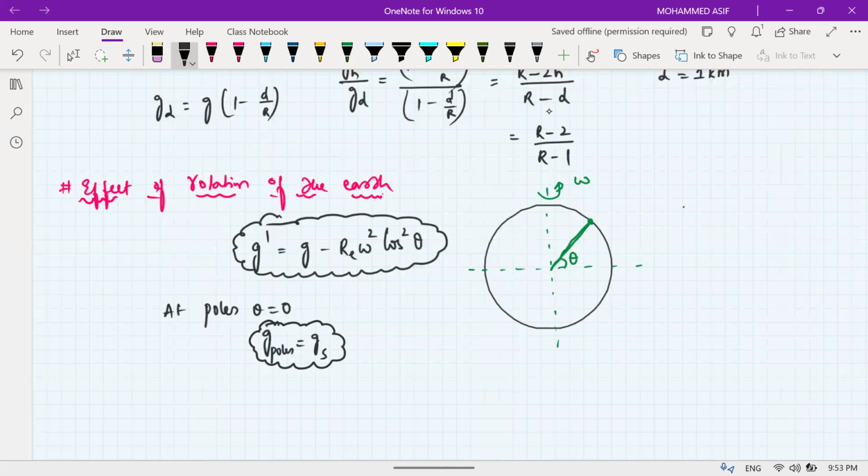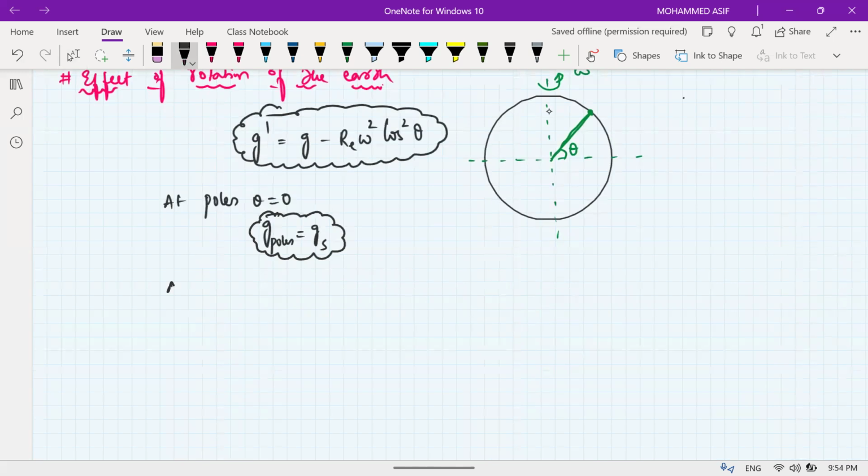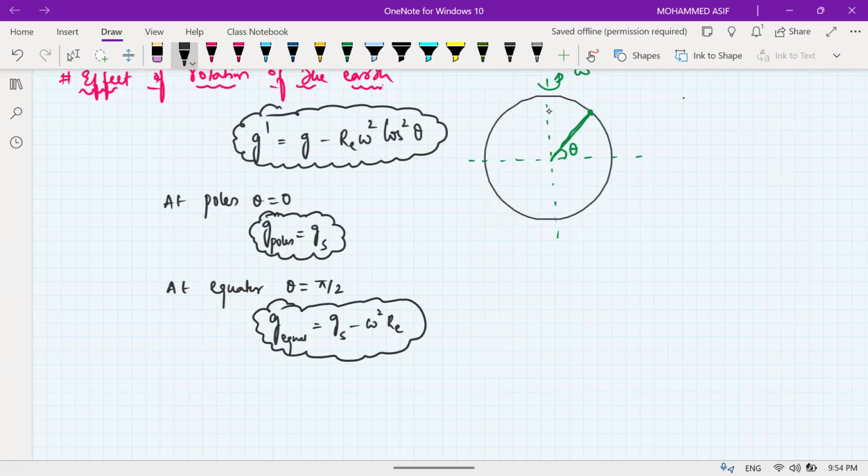Am I clear? That is maximum. It is almost unaffected by its rotation at the poles. Okay. At the equator, theta is equal to pi by 2, 90 degrees. So G at the equator will be equal to G on the surface minus omega square into radius of earth. So obviously the value is decreasing. Slightly less.